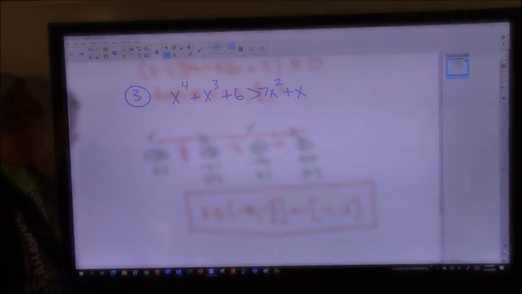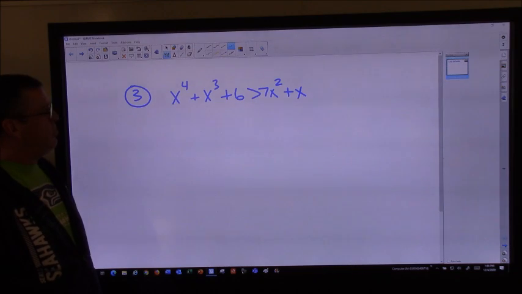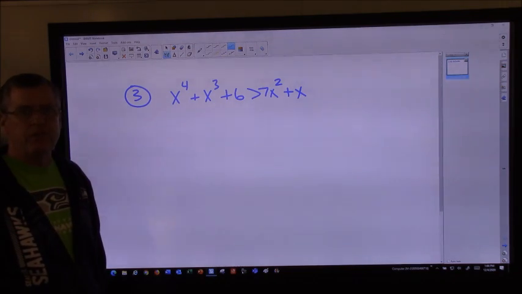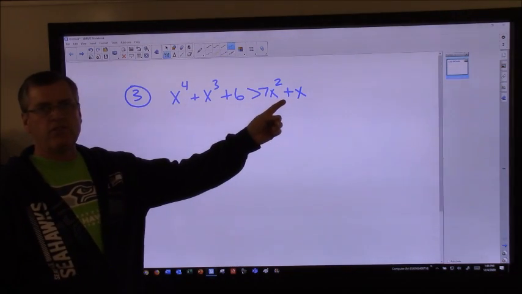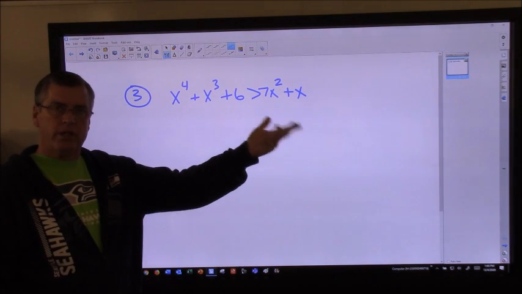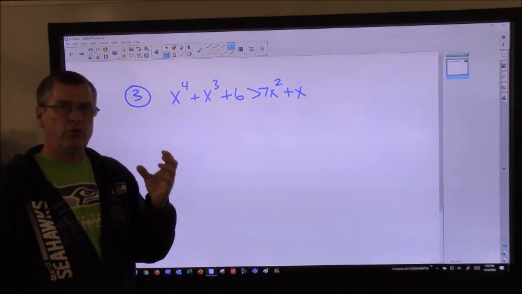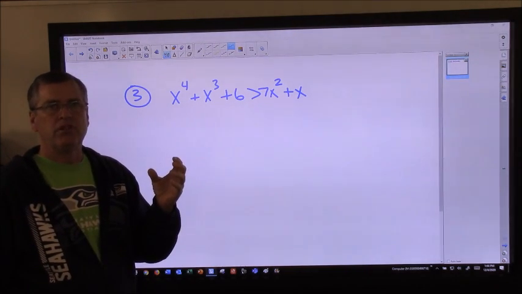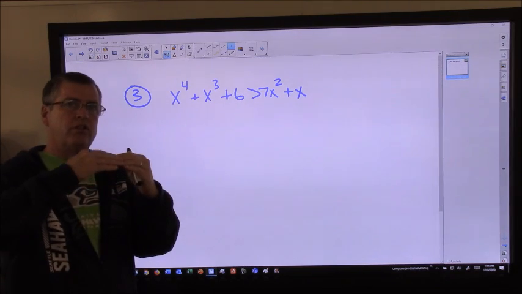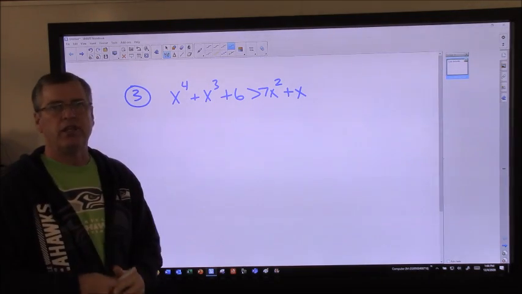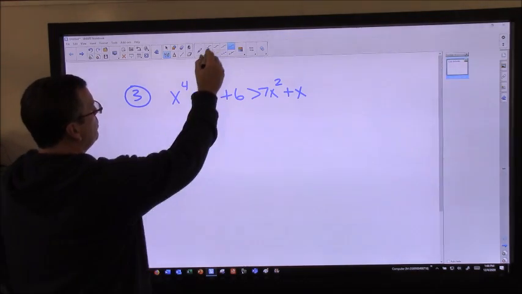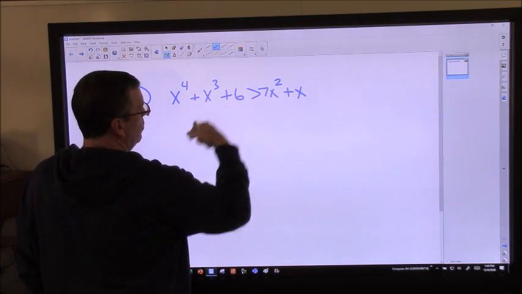All right, let's try another. On this problem, right away we notice there's something different. We don't have a 0 over here, okay? But we can make that happen. That 0 is really important to these problems. Because again, I want to be able to say, where is it above the x-axis or below the x-axis? So I would start this problem by moving these over to the other side.